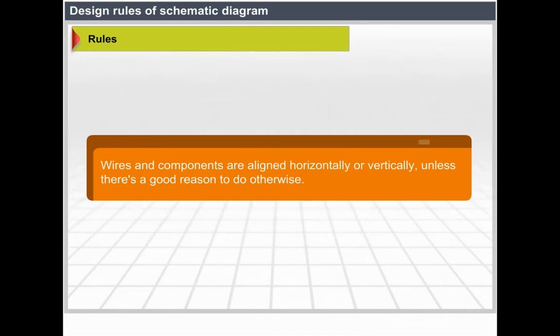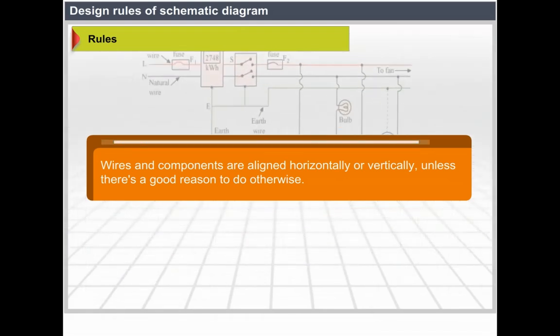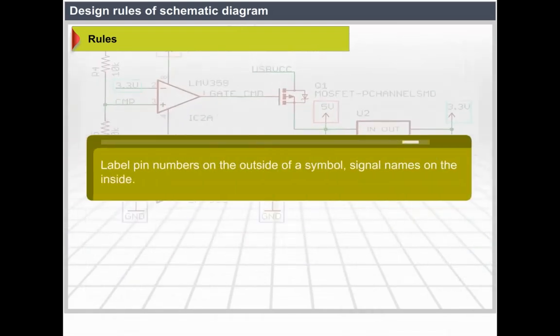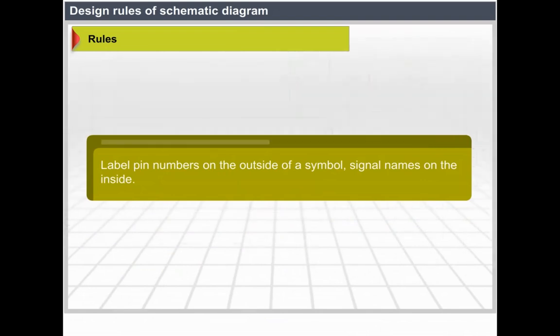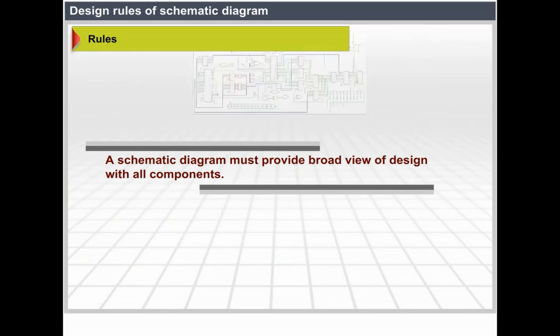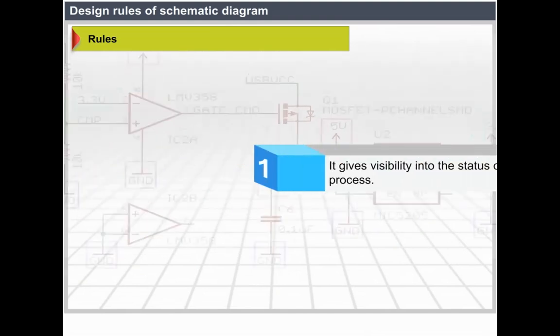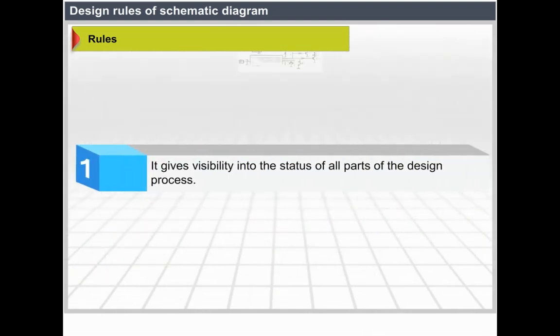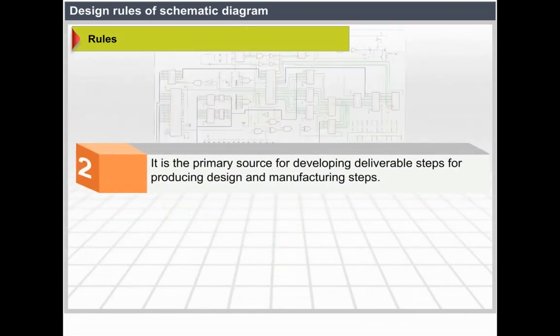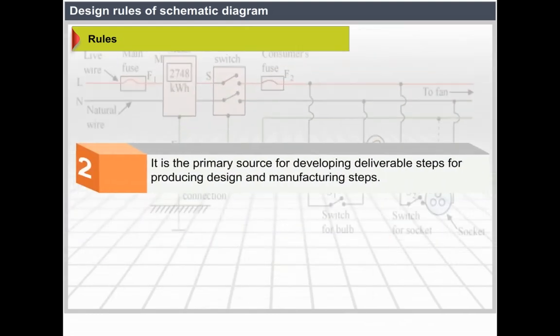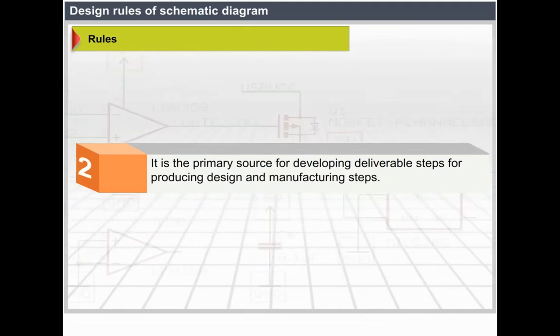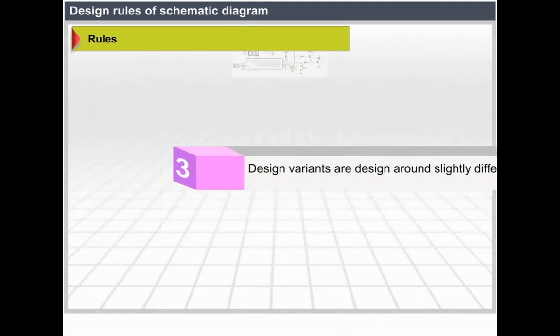Wires and components are aligned horizontally or vertically unless there is a good reason to do otherwise. Label pin numbers on the outside of a symbol. Signal names on the inside. A schematic diagram must provide a broad view of the design with all components. It gives visibility into the status of all parts of the design process. It is the primary source for developing deliverable steps for producing design and manufacturing steps.